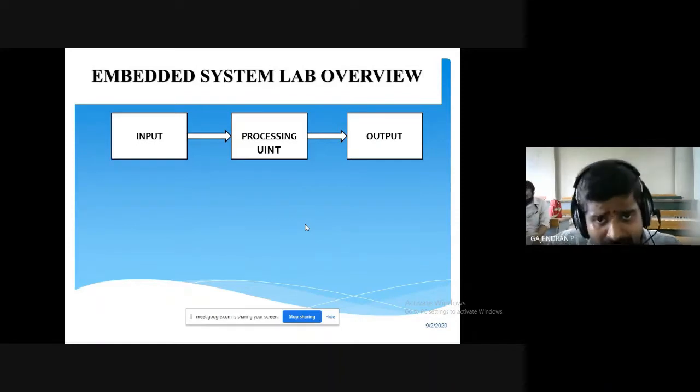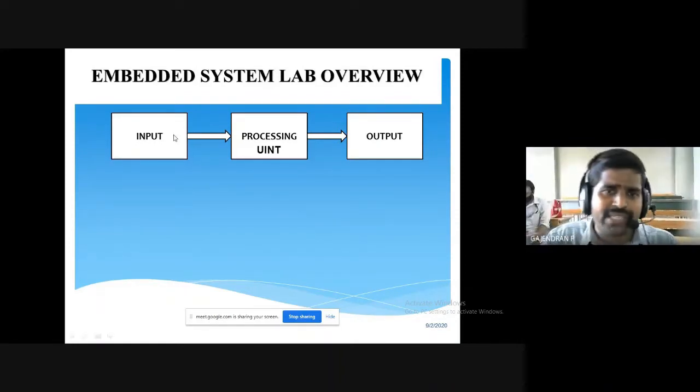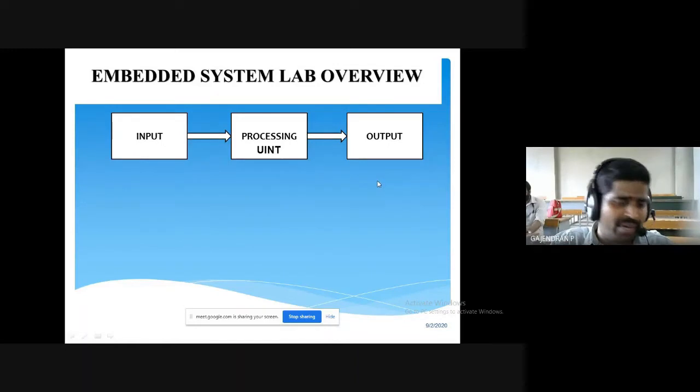Have you come across this kind of block in any one of the laboratory sessions? Can anyone type it in the chat box? Have you done this kind of experiment so far in your laboratory sessions? One processing unit, one input and output device. Where did you do this kind of experiment? Was it in a circuits lab, device lab, digital lab, or microprocessor lab?